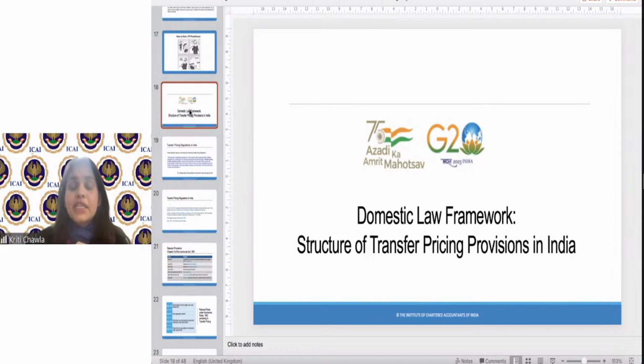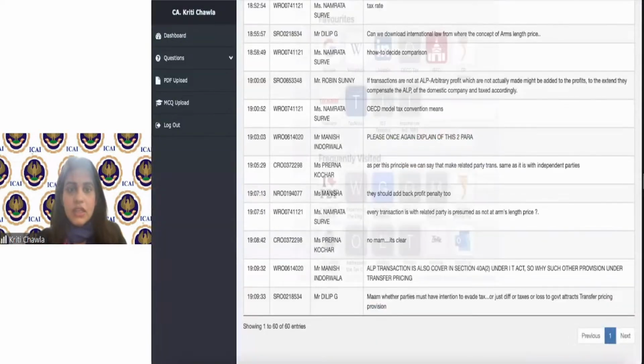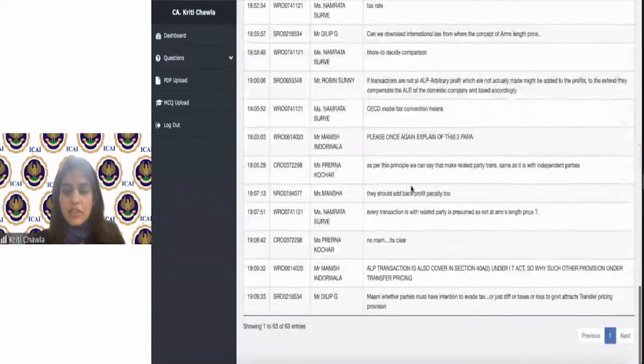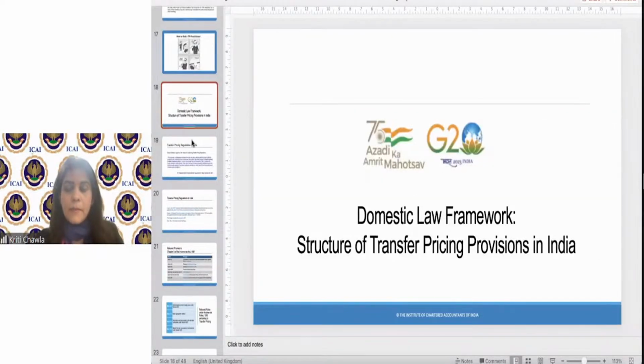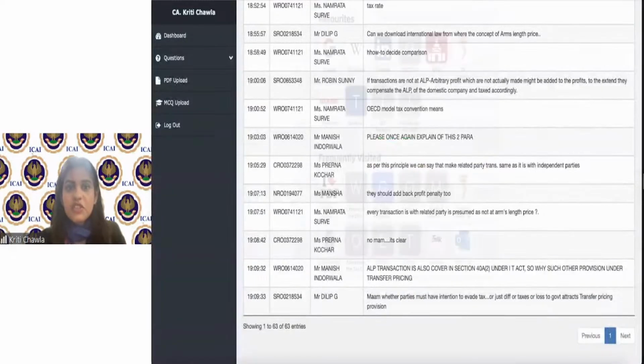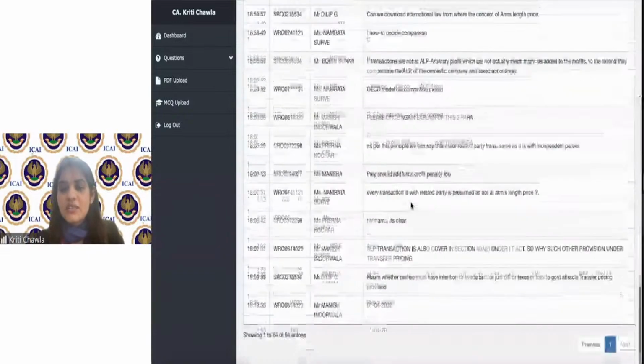Where is transfer pricing in India? What is the structure of transfer pricing provisions in India? And can you tell me when transfer pricing provisions were introduced in India? What was the year? If you can just provide the year out there. Which year were transfer pricing provisions introduced in India? You can put it in the chat box out here. Okay. When were transfer pricing provisions introduced in India?